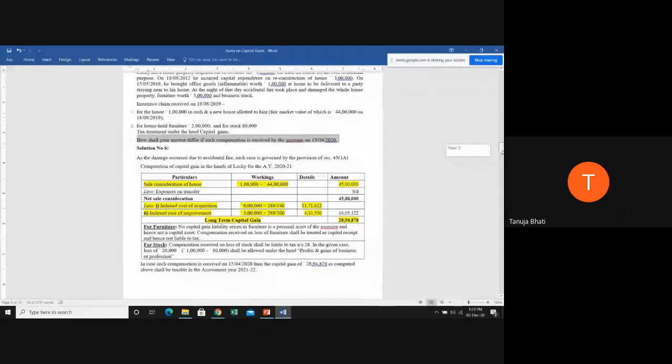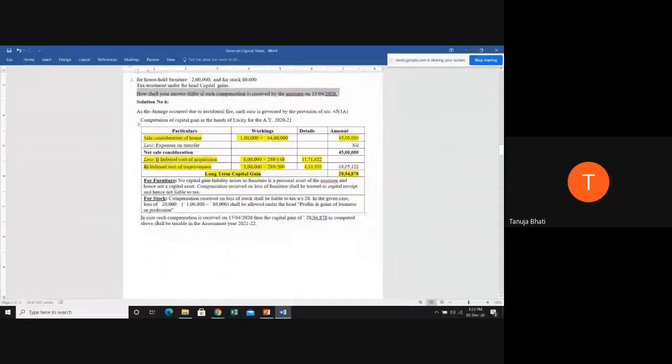Okay, it is received in the next year, then obviously it will be chargeable to tax in the assessment year 2021-2022. So your answer will be, in such case, the compensation is received on 15/4/2020, then the capital gain as computed above shall be taxable in the assessment year 2021-2022. Is this clear, students?